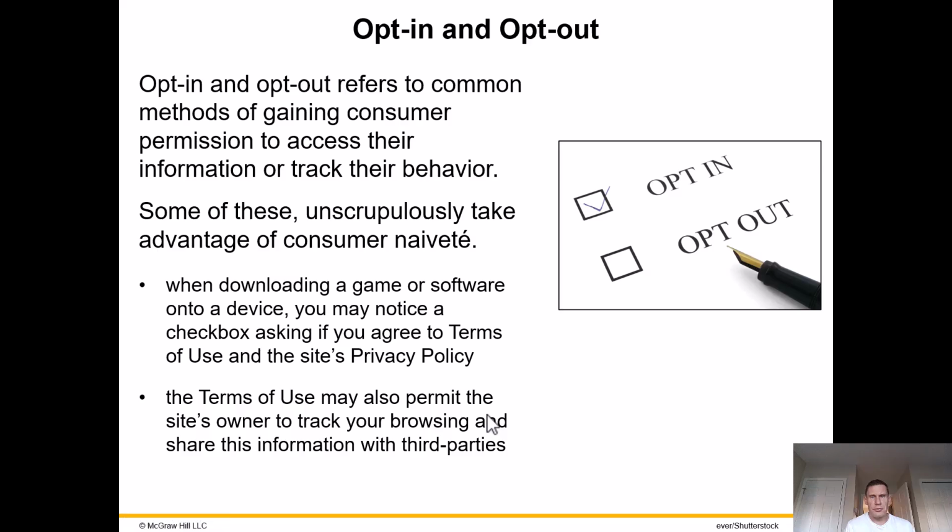So, opt-in and opt-out refer to common methods of gaining consumer permission to access their information or track their behavior. Some of these, unfortunately, unscrupulously take advantage of consumer naivety. When downloading a game or software onto a device, you may notice a checkbox asking if you agree to the terms of use and the site's privacy policy. The terms of use may also permit the site's owner to track your browsing and share this information with third parties. Of course, that's lost in the small print.